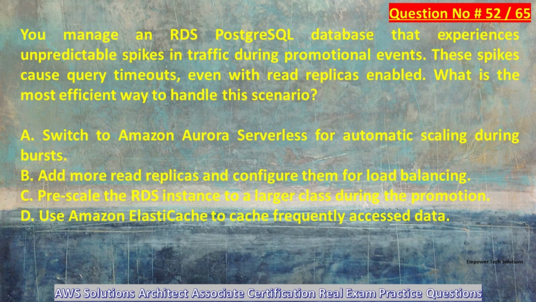B. Add more read replicas and configure them for load balancing. C. Prescale the RDS instance to a larger class during the promotion. D. Use Amazon ElastiCache to cache frequently accessed data.